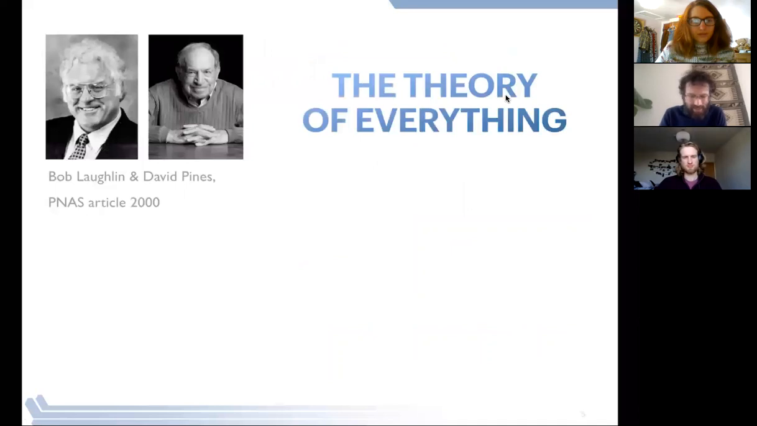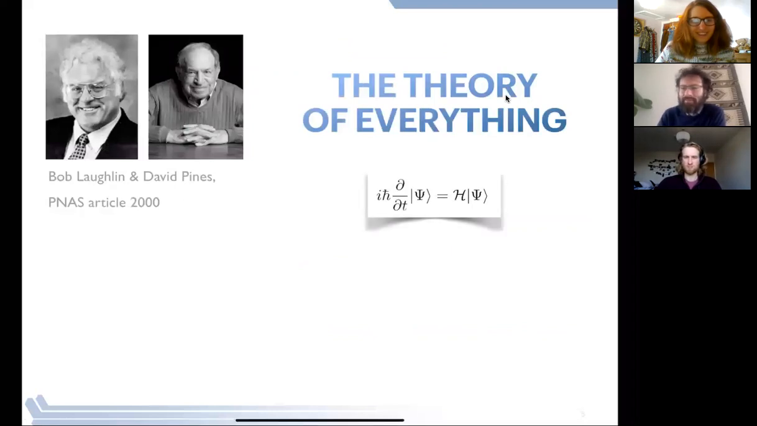And then actually there's another very famous article written by Bob Laughlin and David Pines in 2000, where they describe the way to calculate all of these things. And the article is called The Theory of Everything. And in it, they also present the theory of everything, as it was known at the time. It hasn't changed. So the theory of everything is one that most of you will already recognize.